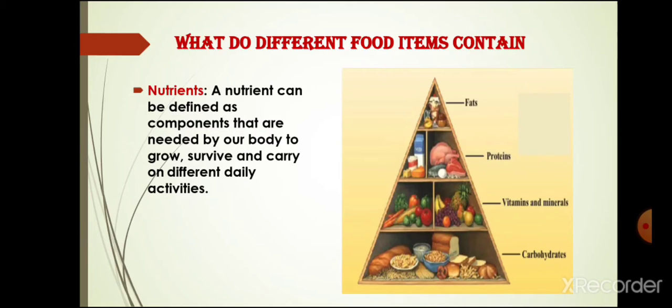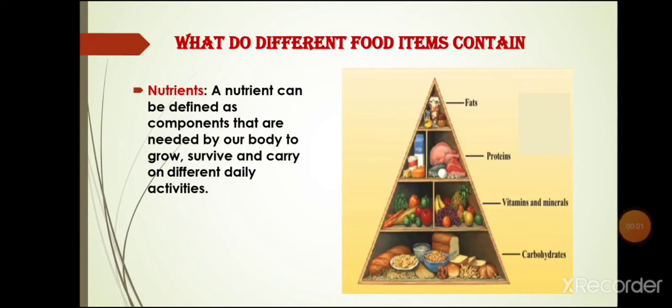As you already studied about the ingredients in your previous chapter, the food we eat is made up of more than one ingredient. So the ingredients of all the food items contain components which are needed by our body. These components are called nutrients. Nutrients are the chemical substances which are needed by our body for proper growth and functioning.